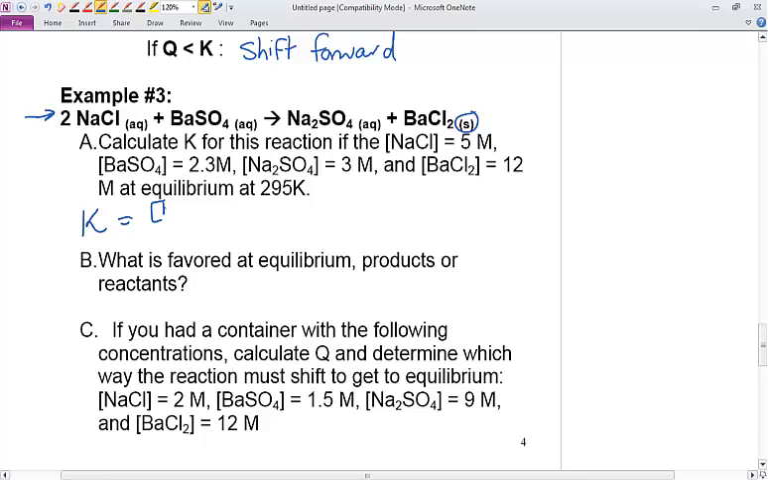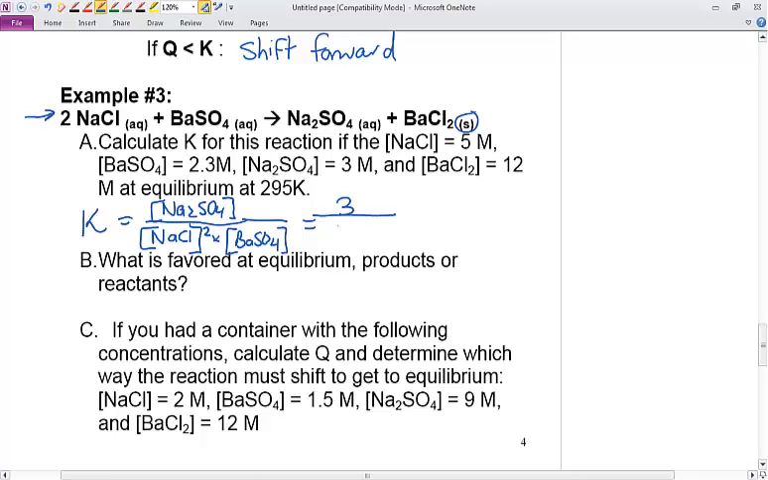So our first product is Na2SO4, and we're going to divide that by our reactants, NaCl, which has a coefficient of 2, so that's squared, times BaSO4. Again, notice that we excluded the BaCl2 because it is a solid. So let's plug in our numbers here. We see that the Na2SO4, the sodium sulfate, has a concentration at equilibrium of 3.